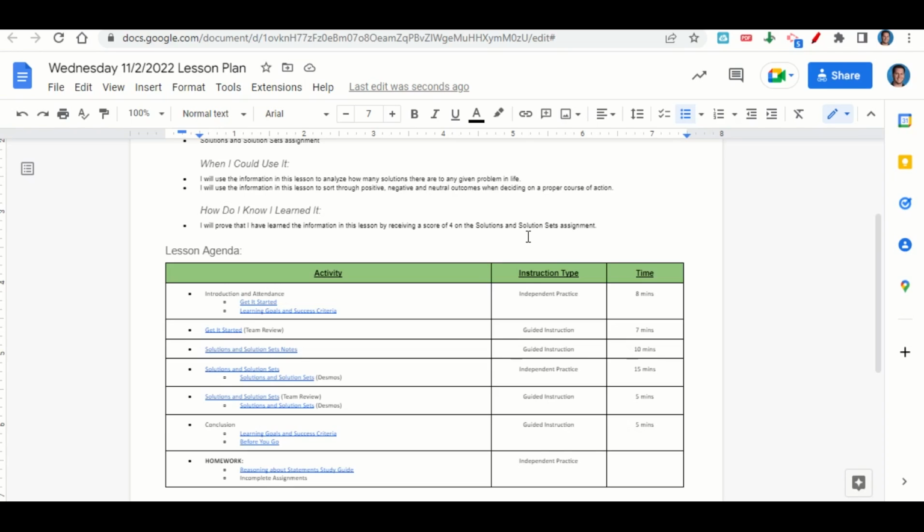At the end of class, we'll go back over our learning goals and success criteria while you fill out your Before You Go. Your only homework for tonight is to continue working on the Reasoning About Statements study guide and any incomplete assignments that you may have.